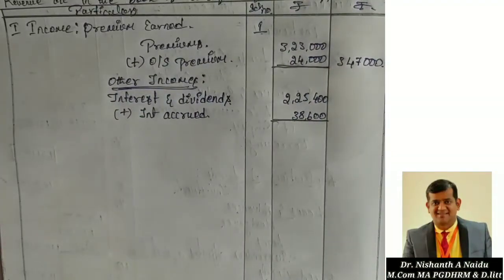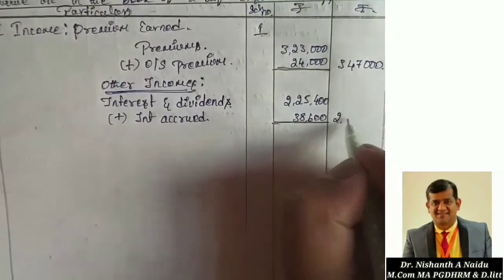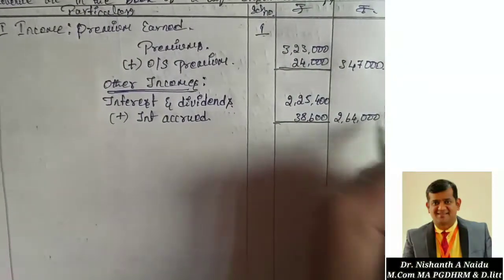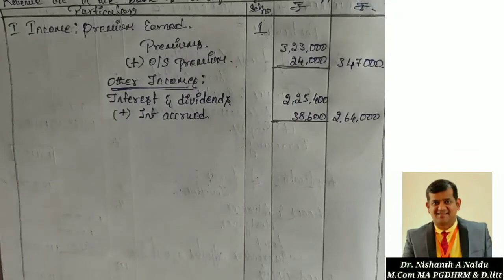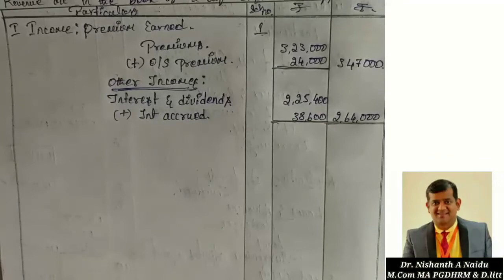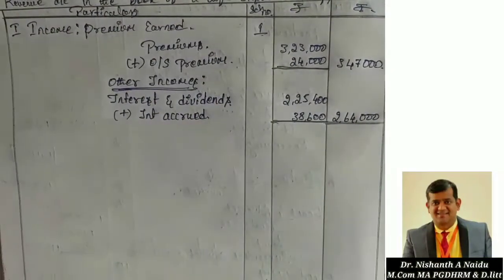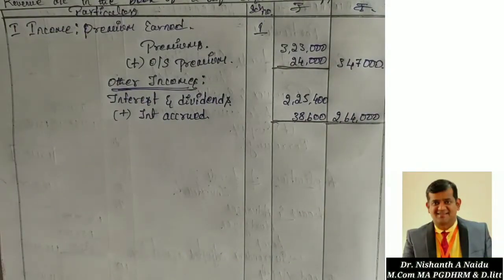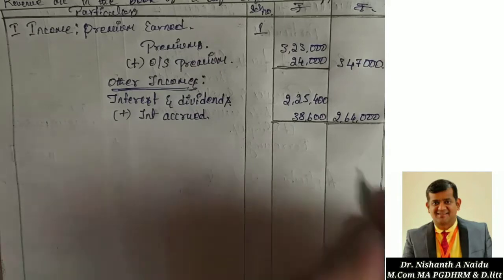So that is 2,25,400 plus 38,600 put together, 2,64,000 rupees. I am writing this in the outer column, 2,64,000. Now add the outer column amount, that is 3,47,000 plus 2,64,000. Put together it is 6,11,000.